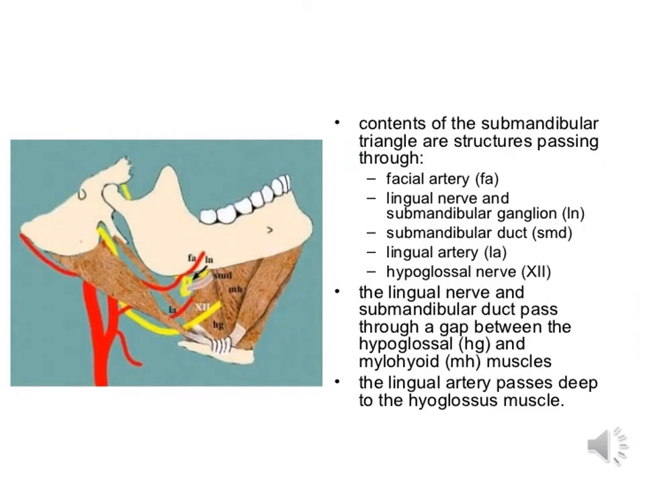The contents of the submandibular triangle are structures passing through it: the facial artery, lingual nerve, submandibular ganglion, submandibular duct, lingual artery, and hypoglossal nerve. The lingual nerve and submandibular duct pass through a gap between the hyoglossus muscle and the mylohyoid muscle. The lingual artery passes deep to the hyoglossus muscle.